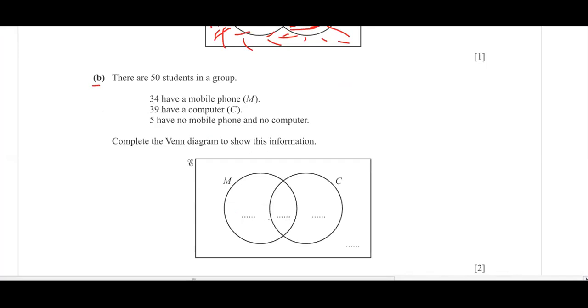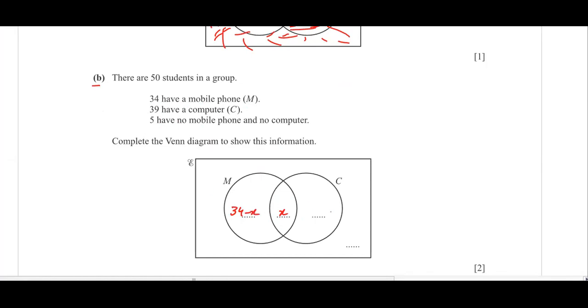Now, whenever we have to complete a Venn diagram, what is the best thing? Fill the common part first. We don't know how many are here, so let's say X numbers are here. Now there are 34 that have mobiles, so the total here should be 34. But out of these 34, X we already wrote, so the remaining will be 34 minus X.